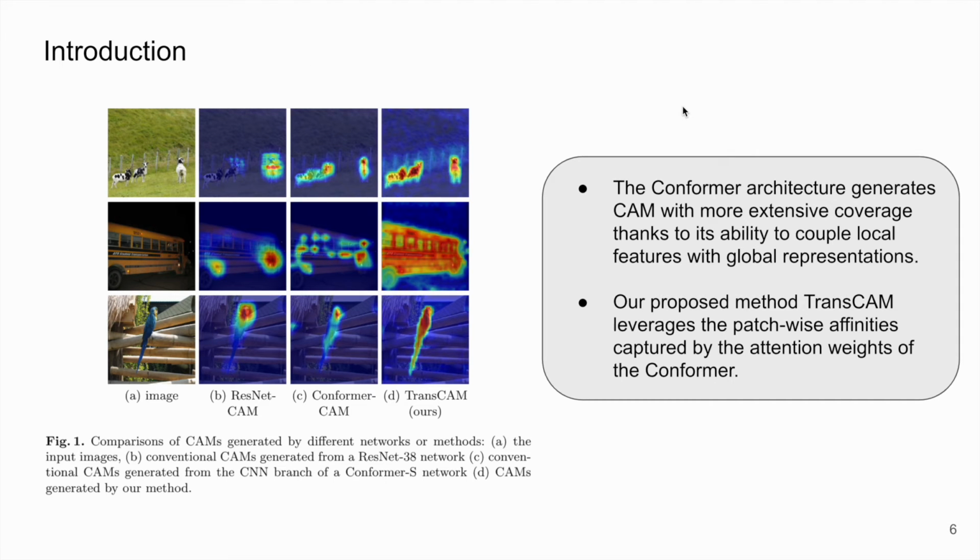Our method TransCAM leverages the conformer architecture, which is a variant of the transformer network to capture both global and local features. It can obtain CAM with more extensive coverage. And furthermore, we find that the patch-wise affinity captured by the attention weights of the transformer can be used to refine the class activation map effectively.